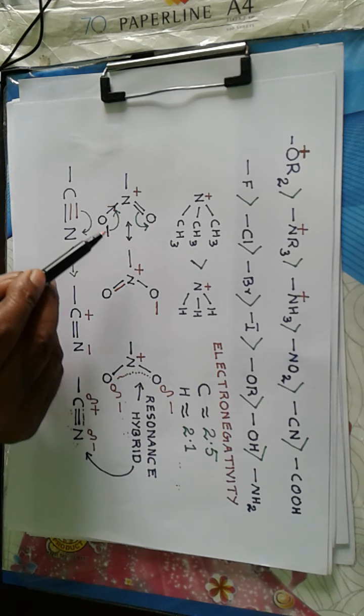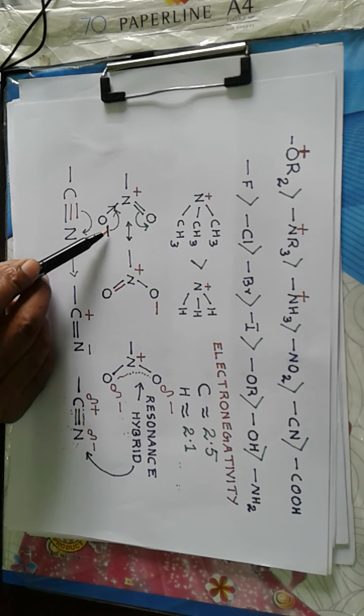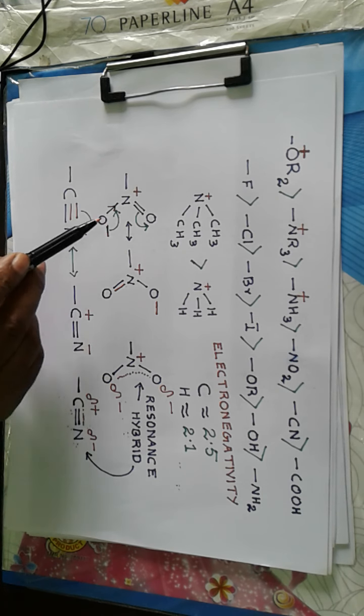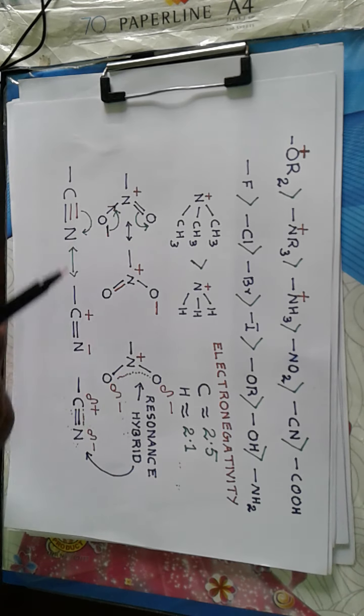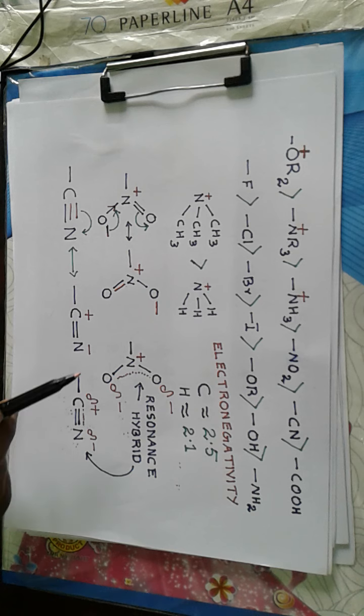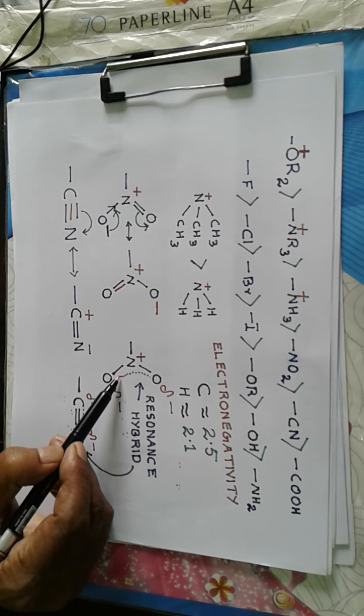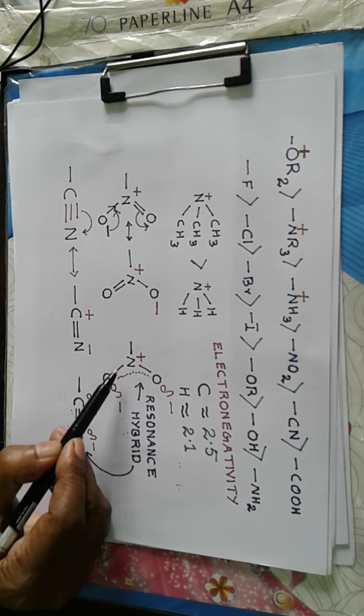Now nitro group is a resonance hybrid. The electron pair here shifts in this direction. The pi electron goes to oxygen and we get a canonical structure like this. Now the resonance hybrid may be shown. The dotted line indicates partial double bond character of the NO bonds.